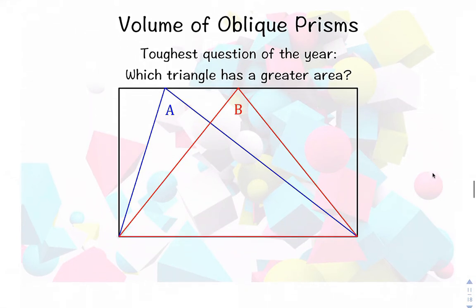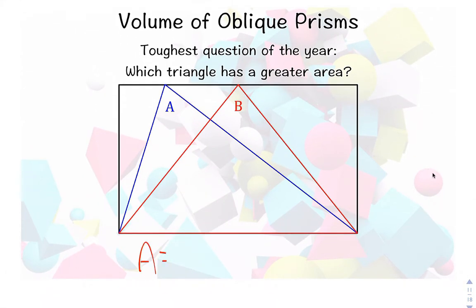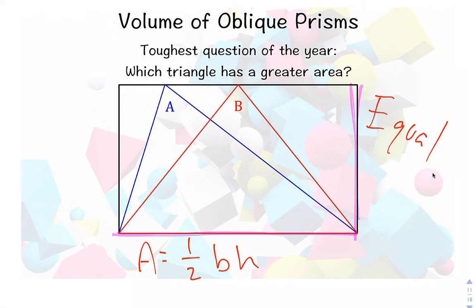Because if you think about the area formula for a triangle, area is 1/2 base times height. They have the same base down here, and they have the same height. So we're essentially plugging in the same numbers, so the areas are equal. Well, one's slanted, one's standing straight up. So how is that possible? I'm not changing the height, I'm not changing the base.